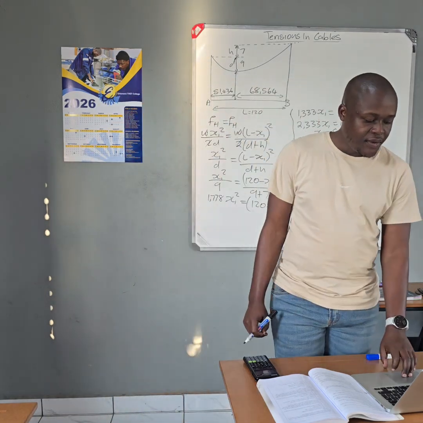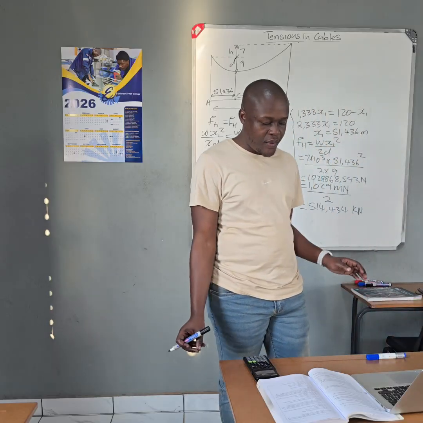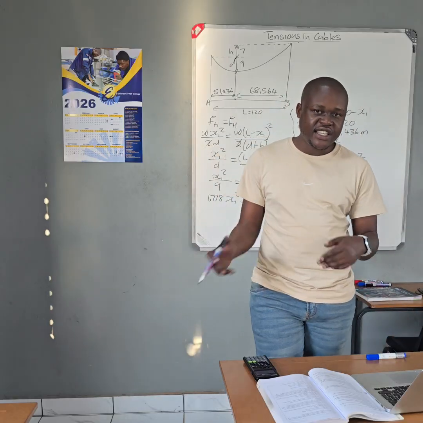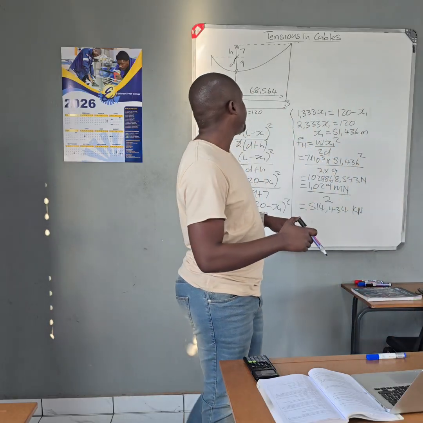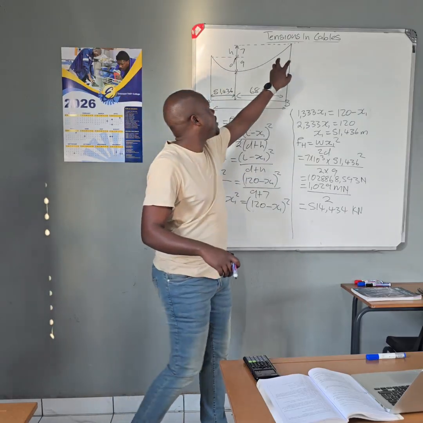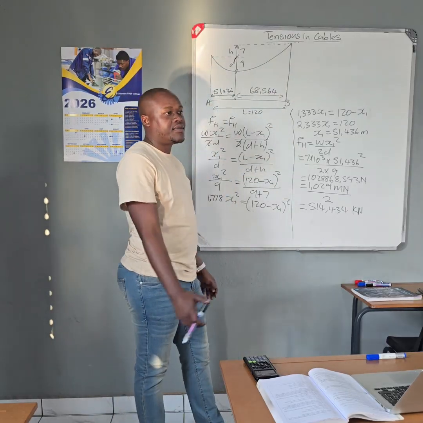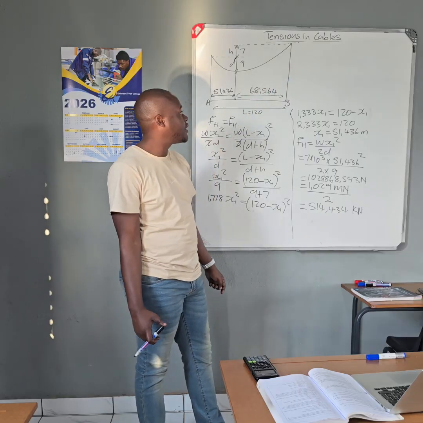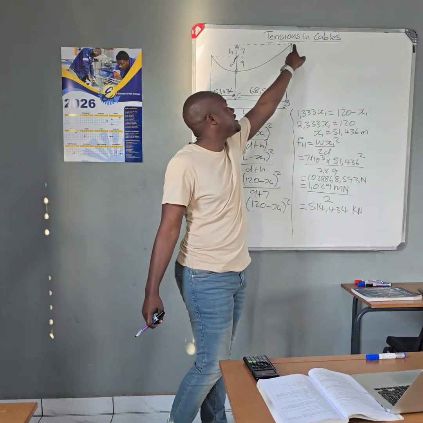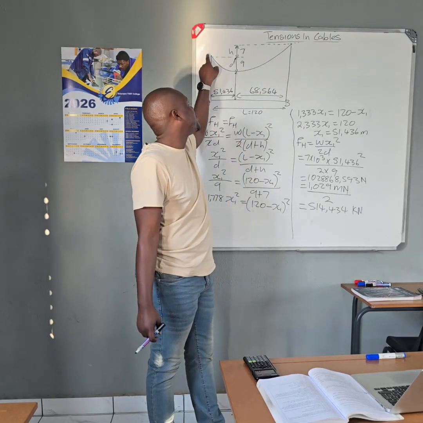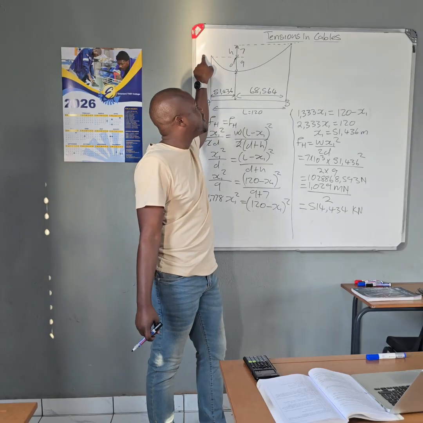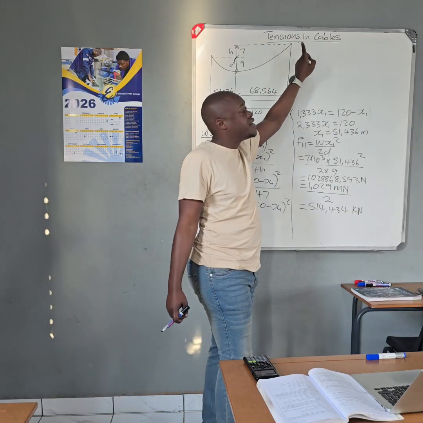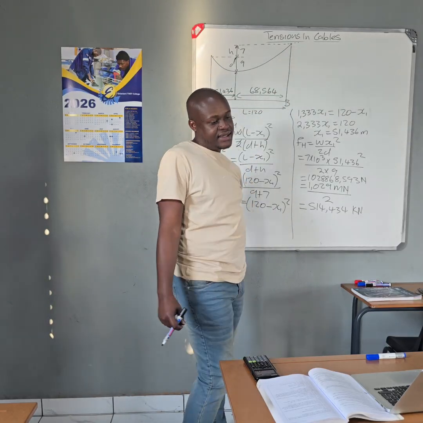Right. So now that we have FH, remember we want the maximum and minimum tension in the cable, right? So between this one and this one, one of them is maximum. We want to find the FT on this side, not this side, because the FT here is going to be smaller than the FT there. So let's find the FT that is there.